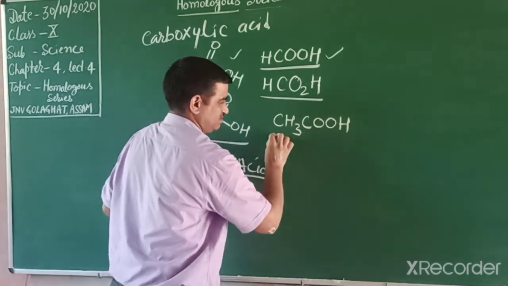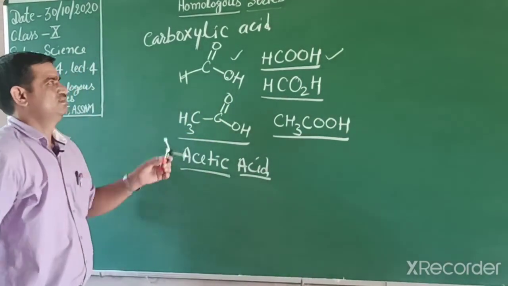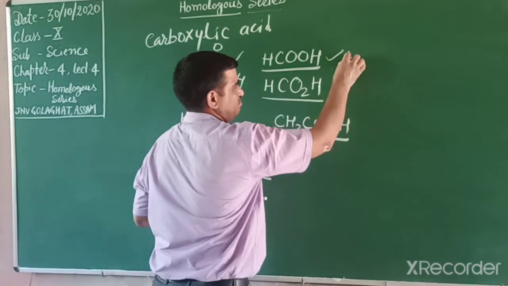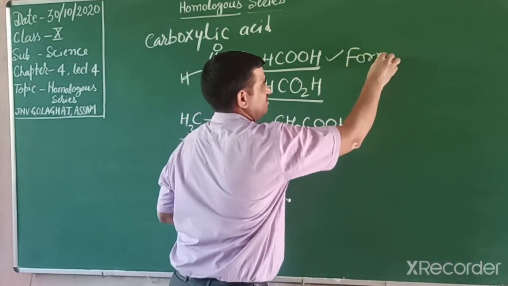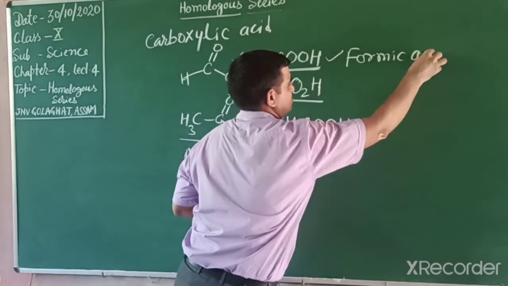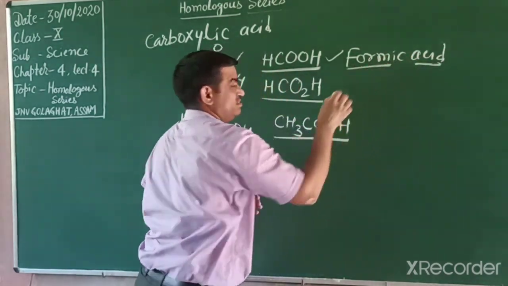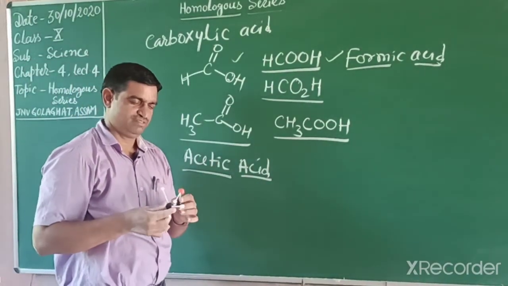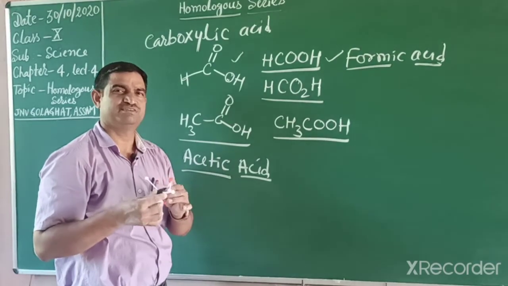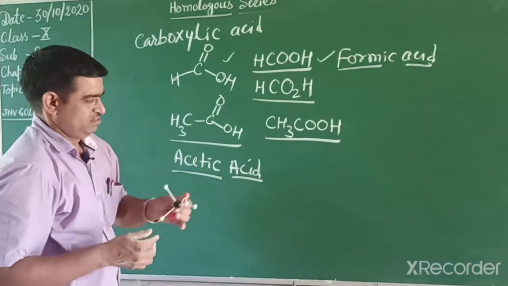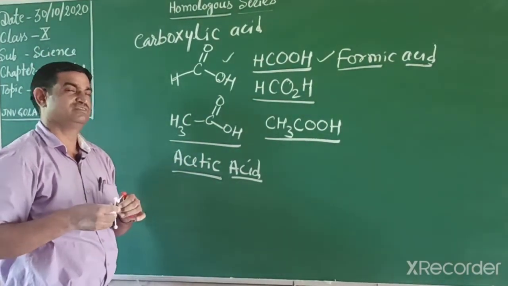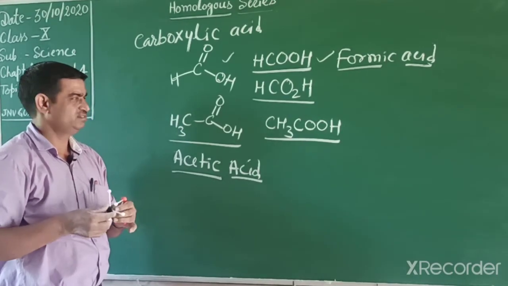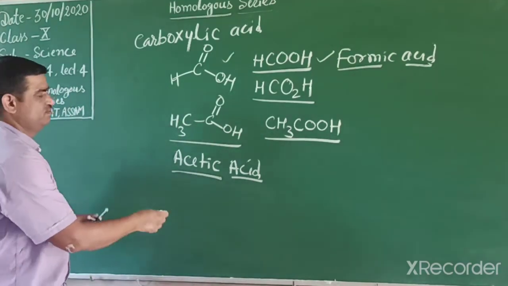CH3COOH. This acid is known as formic acid, common name formic acid, found in red ants. So its name is known as formica, red ant. When a bee sting comes, then that acid is responsible, and in this way you can make more compounds.